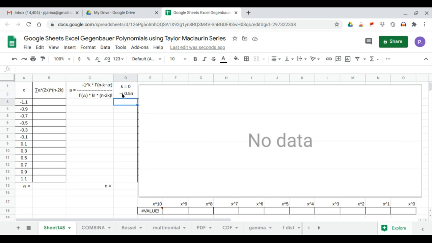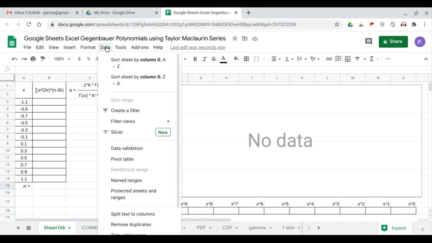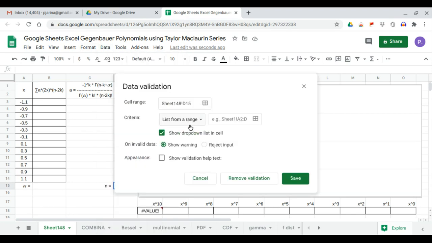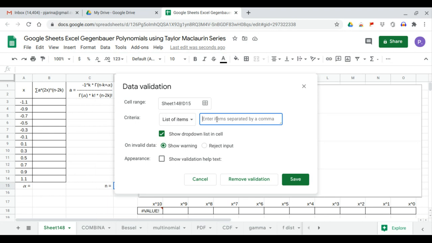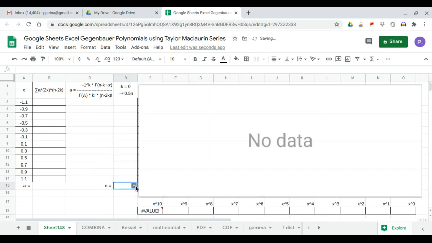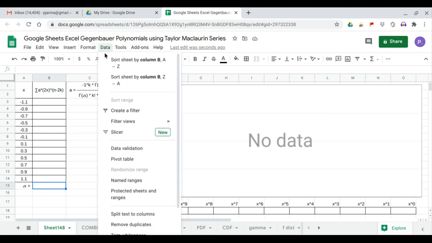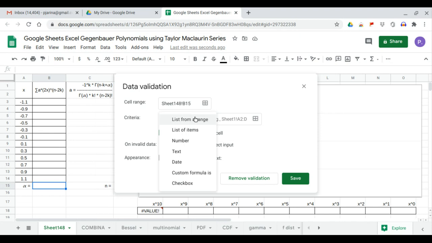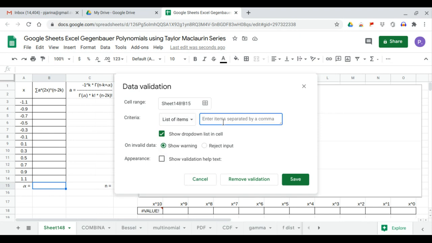The value of k is from 0 to 0.5 n, and our n is data validation, list of items 0 to 10. So these are the values of our n. And our value of alpha will be list of items from 1 to 3. 1, 2, 3. Say.